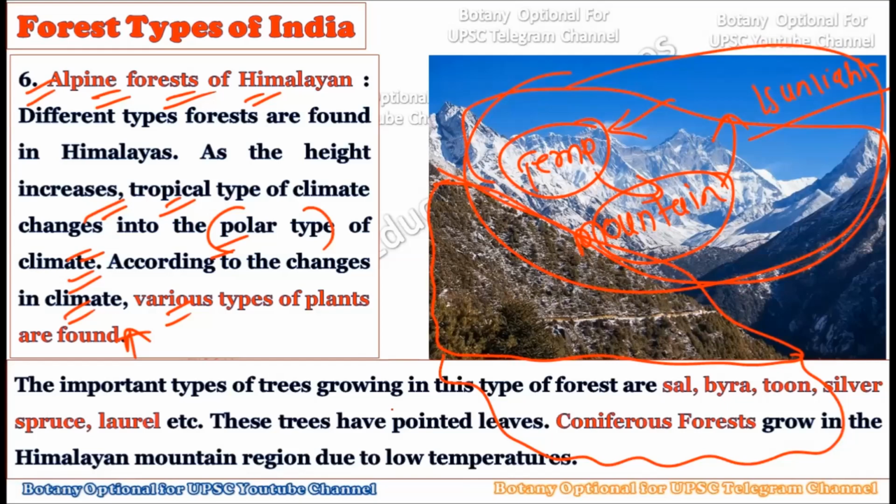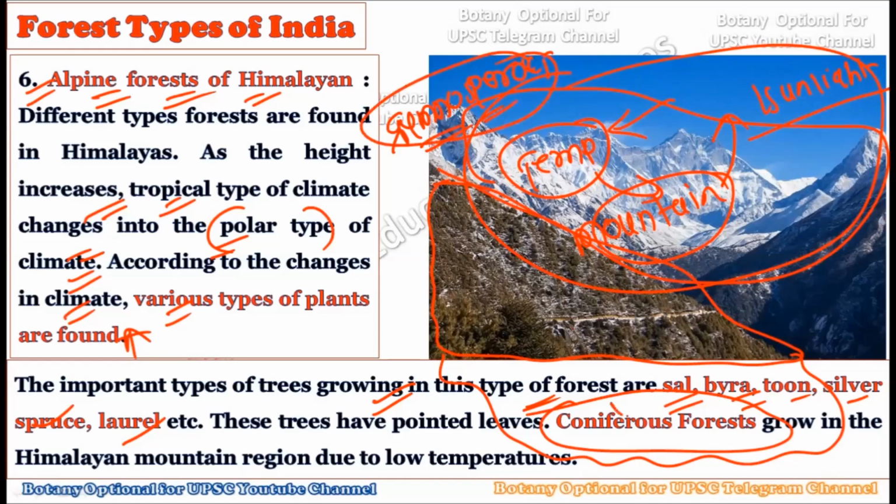Now the important types of trees which grow in this type of forest are the sal trees, bara trees, okay, tun, silver spruce, and the laurel types of trees, which are the typical plants found throughout this Himalayan range. Then the coniferous forest is a characteristic of the Himalayan range, where there are gymnospermous plants, and these gymnosperms create the uniform type of forest which is called the coniferous forest. Okay, and why do they create it? Because gymnosperms like low temperature, and this low temperature is present in this Himalayan range, and hence the development of a coniferous forest.